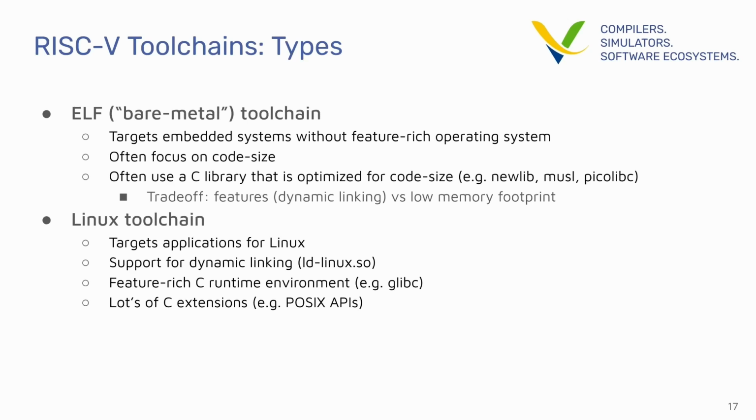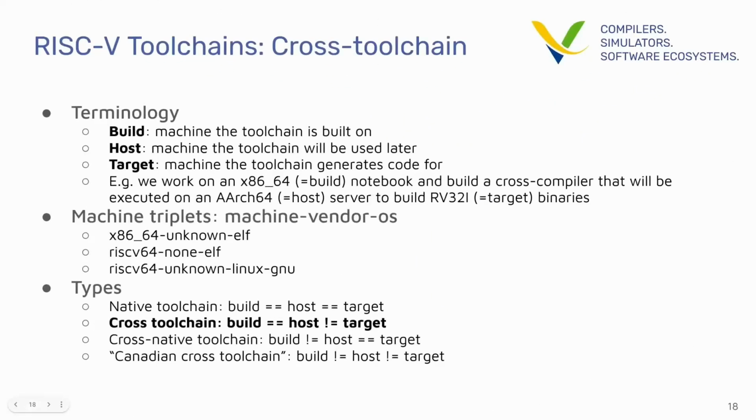So now that we know different RISC-V toolchain types, let's have a look at cross-toolchains. When cross-compiling, we distinguish three different machine types. The build machine is the machine the toolchain is built on. The host machine is the machine the toolchain will later be used. And the target machine is the machine the toolchain generates code for. So for example, on an x86 machine, we can build a cross-compiler that will later be executed on an AArch64 server to build RISC-V binaries.